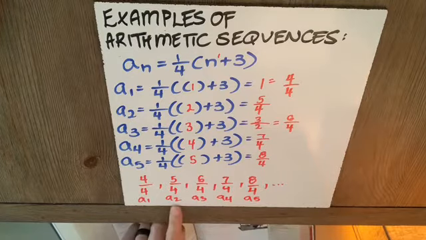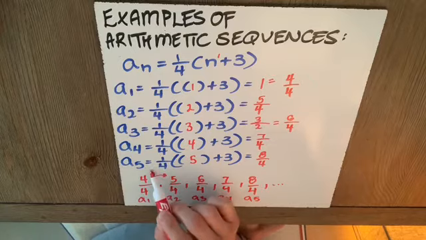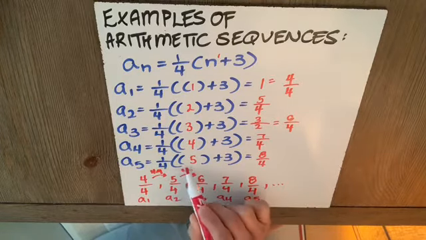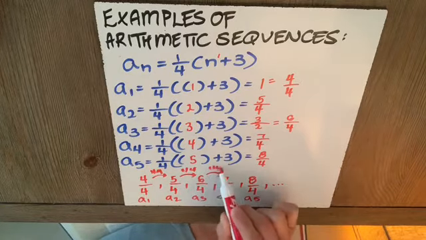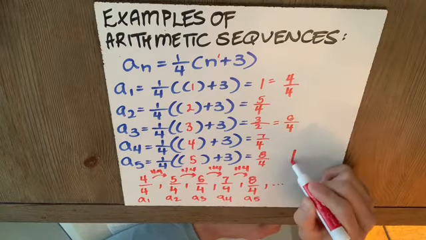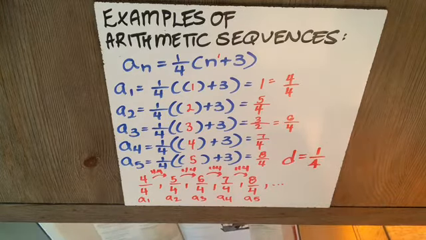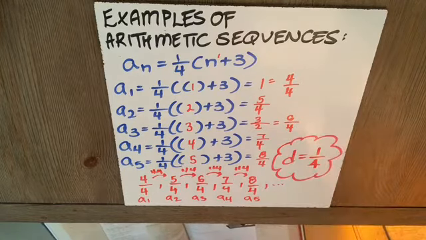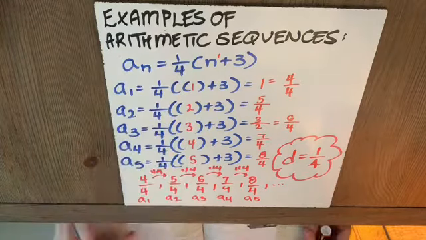Well, when I do A2 minus A1, 5/4 minus 4/4, of course that's 1/4. And I do 6/4 minus 5/4, of course that's 1/4. And 7/4 minus 6/4, of course that's 1/4. And 8/4 minus 7/4 is 1/4. So the telltale sign of an arithmetic sequence is we have a common difference. And in this case, that is 1/4. Was it surprising at all that that was the multiplier of my n? Not at all.